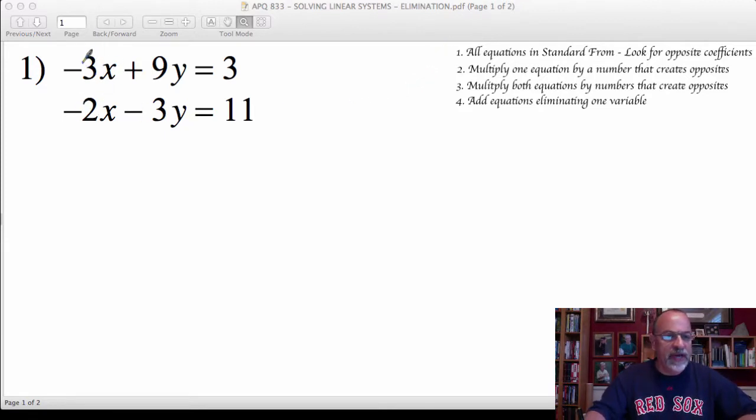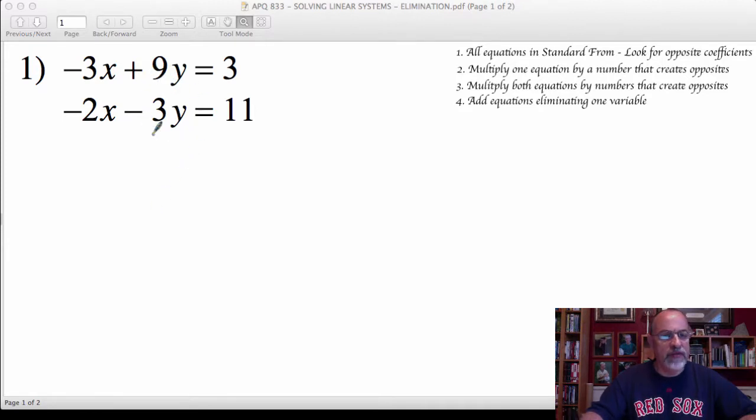If we take a look at the x values, if we count by threes, 3, 6, 9, 12, 2 is not a multiple of 3. So we don't want to do anything with that number. If we take a look at 2 and we count by twos, 2, 4, 6, 8, 3 is not a multiple of 2. So multiplying by a single number is not going to create opposites for those two.